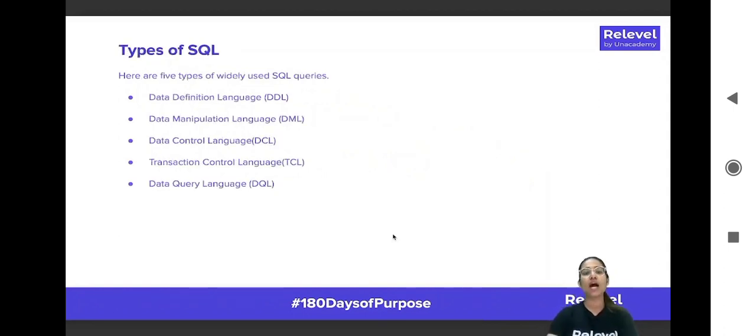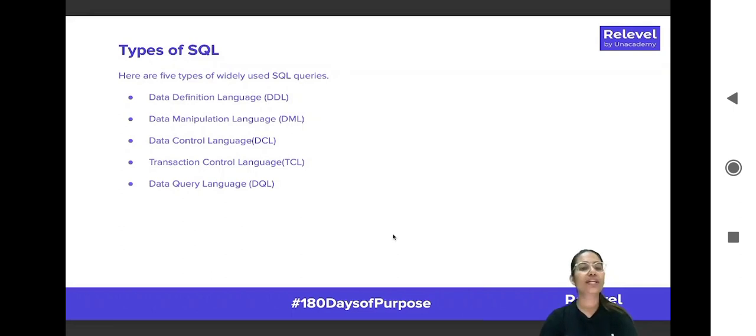Next is, what are the different types of queries? What is the classification of queries that can be done using SQL? For that, we have 5 classifications. First is data definition language. That means you're trying to define the data. You're going to define what kind of tables you have, what kind of columns they will keep, what kind of databases you have. That is what is meant by DDL.